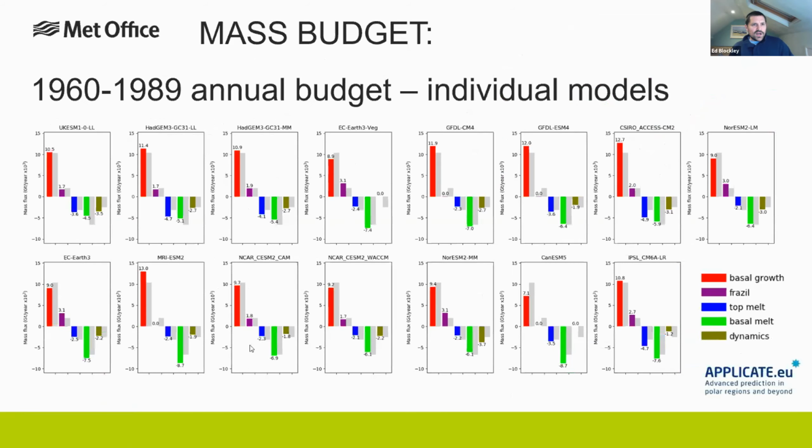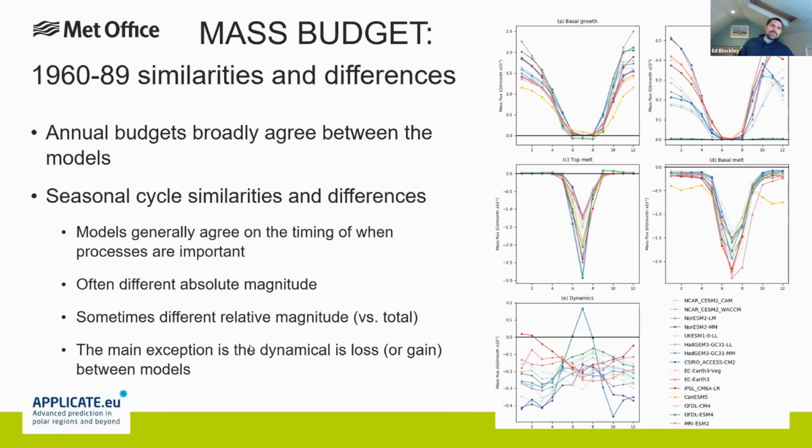So please don't try and absorb all of these plots. I put this up just to show how similar, this is all 15 models that have gone into making that last model, the annual means, and they're all quite similar, i.e. broadly agreeing that there's lots of basal growth and lots of basal melt. Those other smaller terms are not included here because they're all very small. So as I say, the annual budgets broadly agree across the models, and seasonally as well.